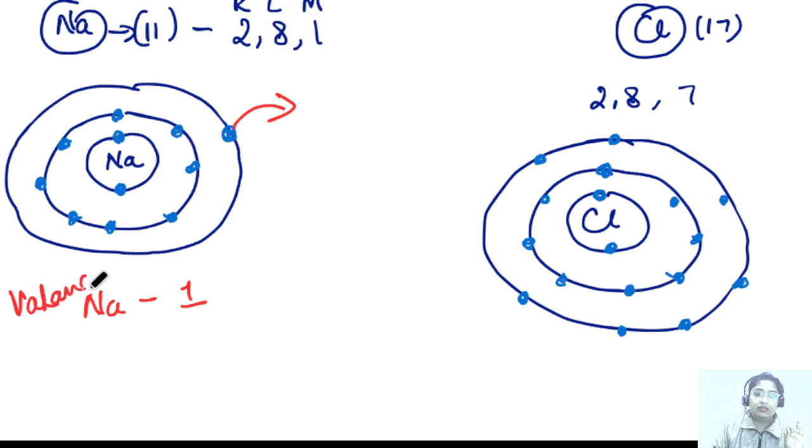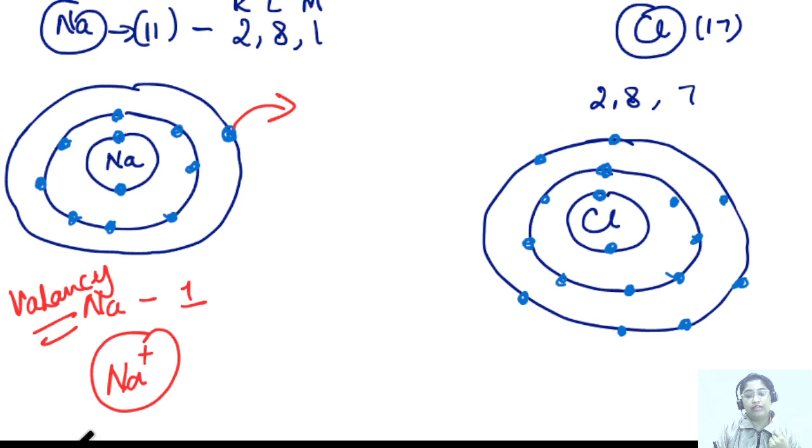Now, as it is donating, and donation is a good thing, right? Like in society, donation is a good thing. So it is a positive thing. So this becomes a positive ion. That's why we write Na plus. Now you understood why we write Na plus? Because donation is a good thing.